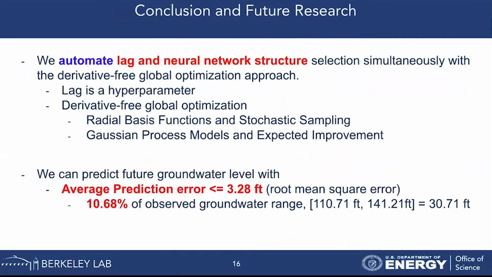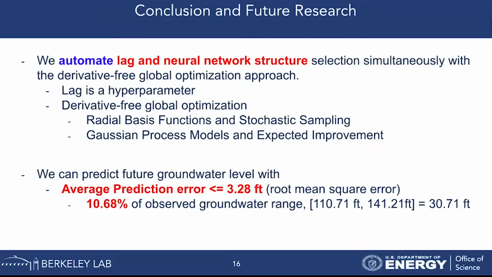Okay, this is my conclusion and future research. Here we automate the lag and neural network structure selection simultaneously with a derivative-free global optimization approach. To do that, we first put lag as a hyperparameter, and then we use derivative-free global optimization, for example, radial-basis function with stochastic sampling, or Gaussian process model with expected improvement.